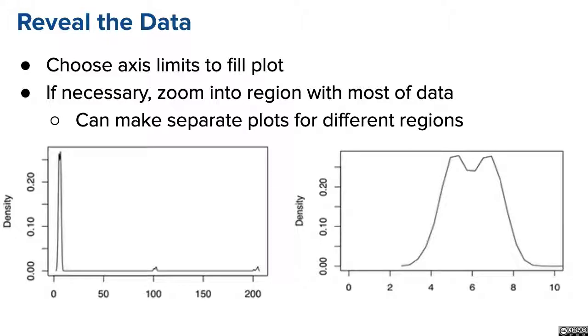If that bothers you, you can just keep in mind that you can use different plots to reveal different regions of the data. So I can make a separate plot for the little hump at 100, another plot for the hump at 200. But in general, the point of choosing the scale is to reveal the pattern in the data, and that should always come first.